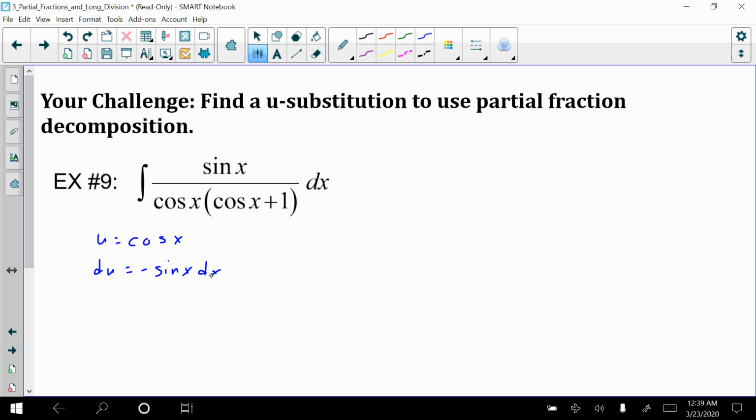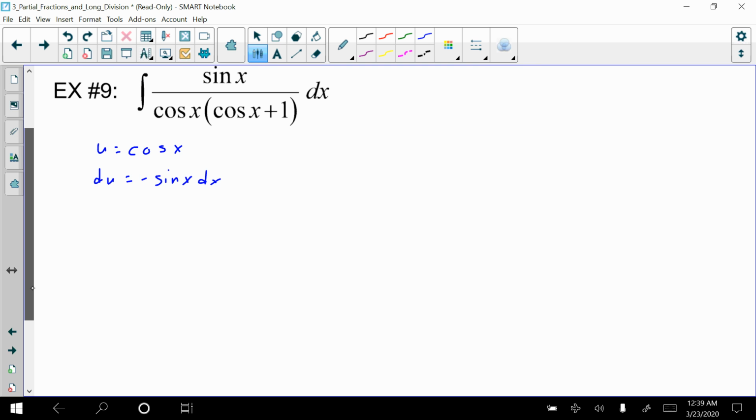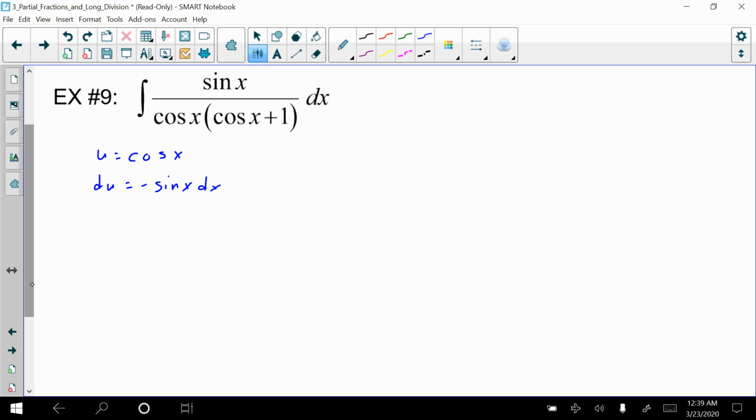Now what this is going to allow us to do for our problem is rewrite this in U notation, where the indefinite integration is going to be a negative 1, which comes from the negative sine of x, over u times u plus 1 du.